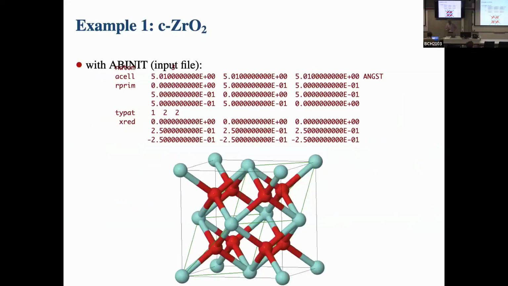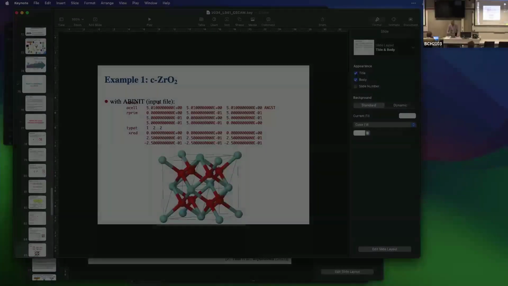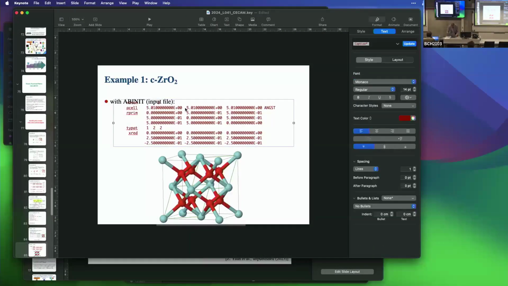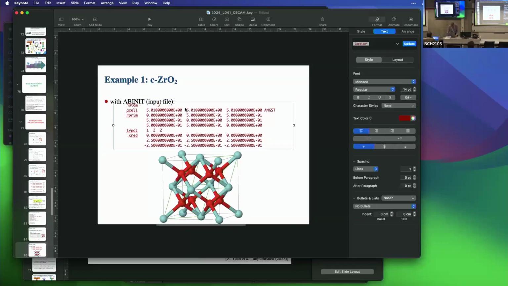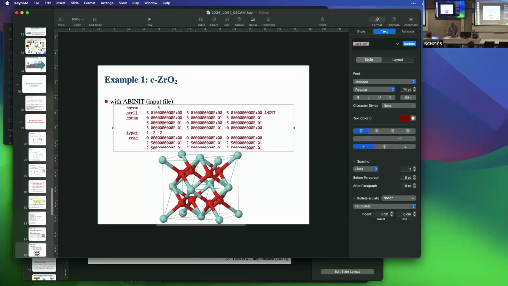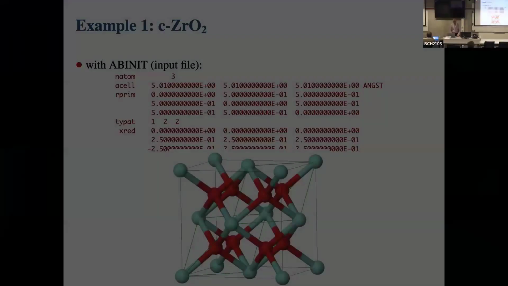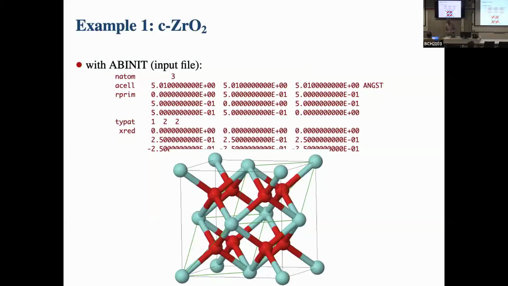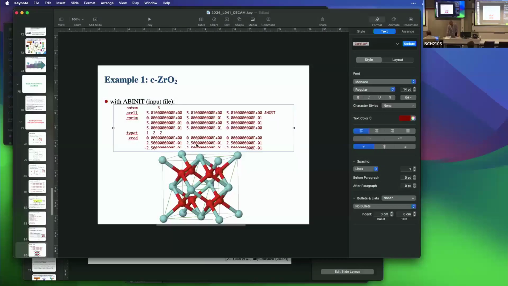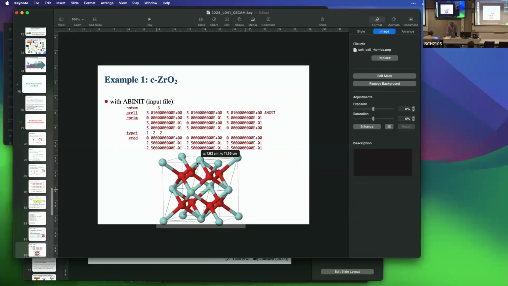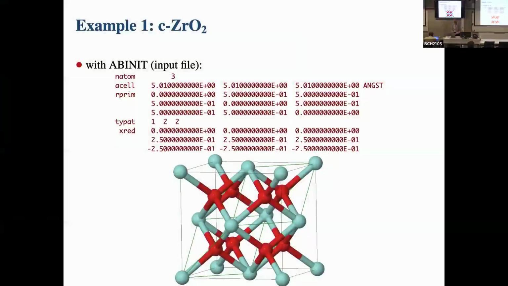So in Abinit, again, let me correct it right away. Okay, so we specify simply. I changed my slide yesterday, and as a result, the font changed, and so everything was messed up.